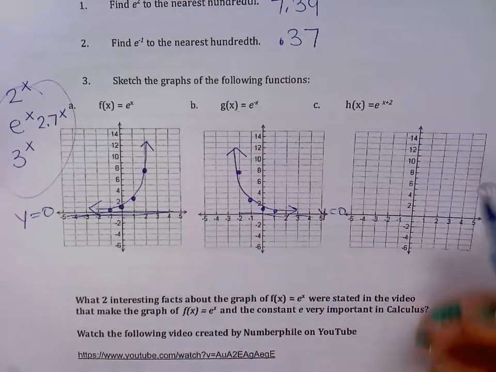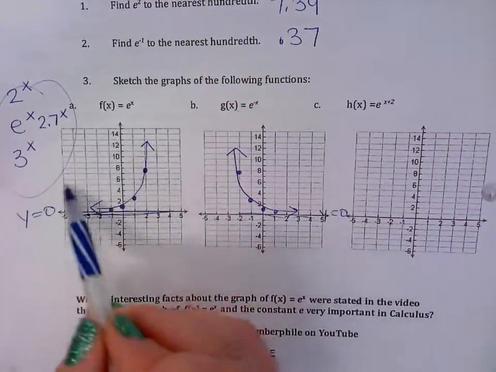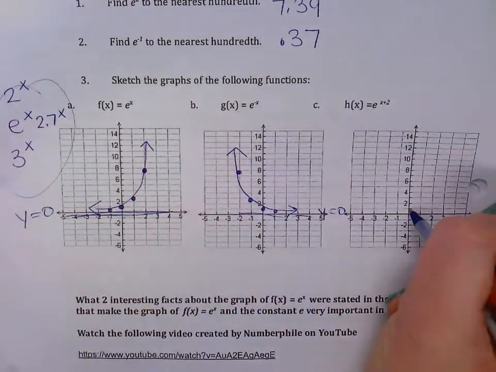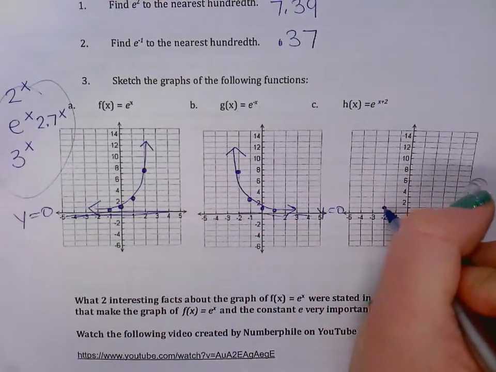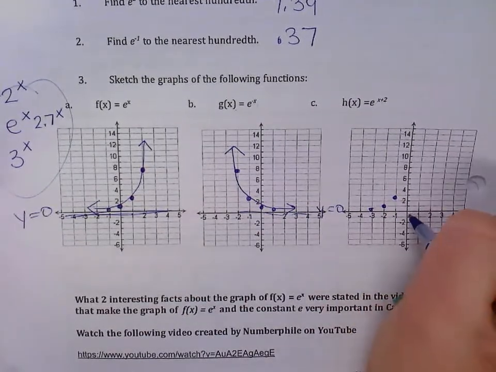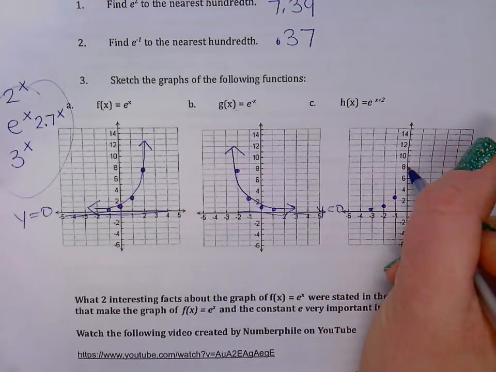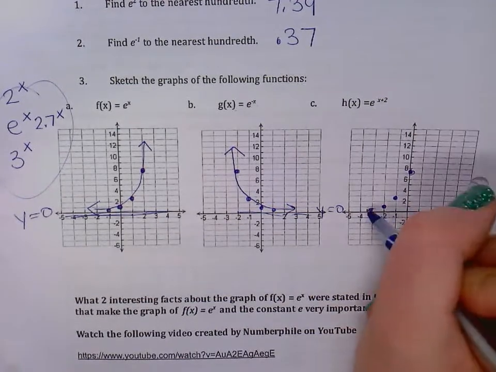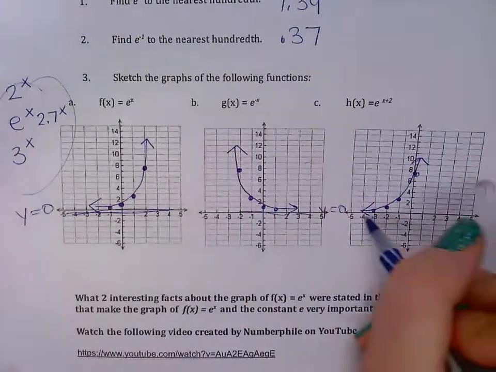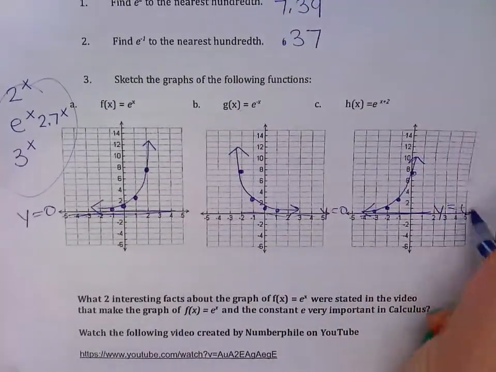So I can take those original data points from part A and just shift everything left 2. So left 2, e, and then we'd be at 7.39. So my y-intercept would now be 7.39. And my asymptote is still at y equals 0, because I only shifted left or right.